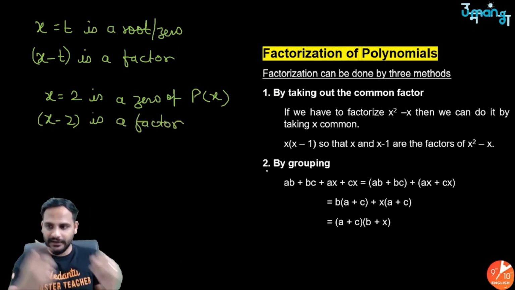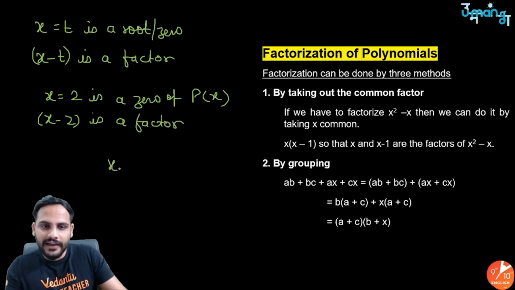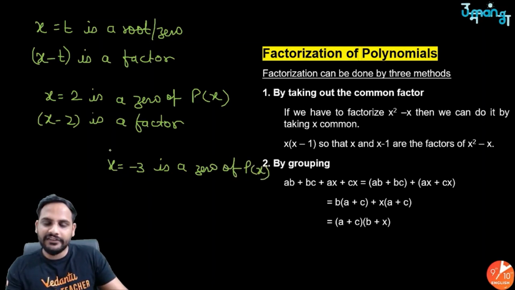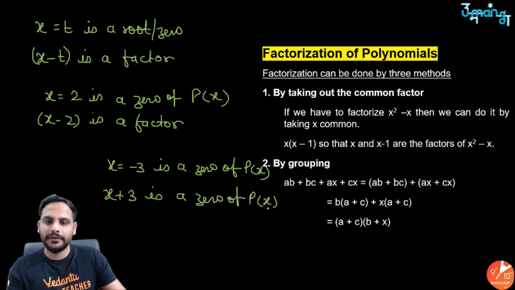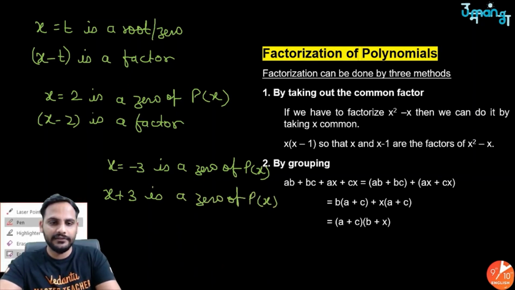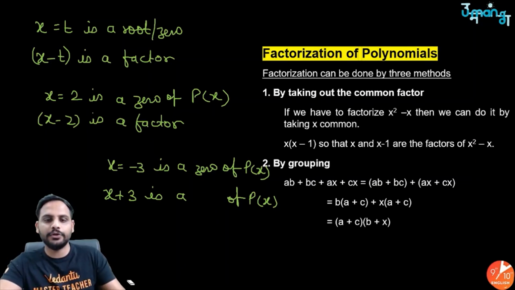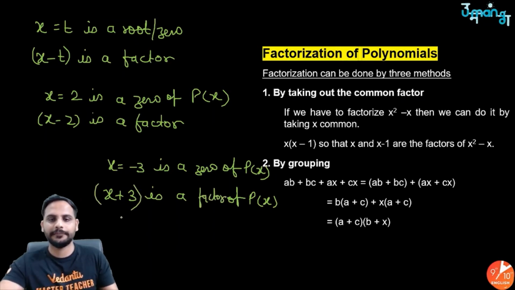Got it? Similarly, if I say x is equal to minus 3 is a 0 of polynomial p(x), then I will say shift minus 3 over there. X plus 3 is a factor of p(x). So this 0 to factor conversion is very important for you to understand. Once you have understood this thing, then only you will be able to get the solutions.